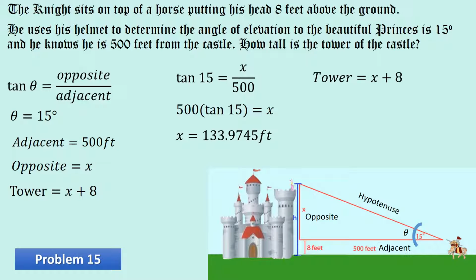That's only part of the height of the tower. Remember, we're looking for the height of the tower, and before we said x plus 8 because the knight is on top of that horse. Okay, so what are we going to do? We're going to add 133.97 to 8, and it looks like the tower is 141.97. Now remember, this would round up to 142 feet. Okay?